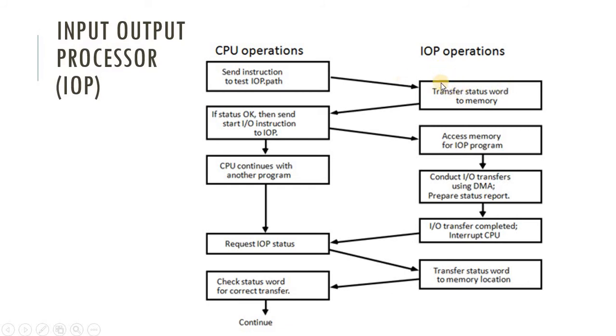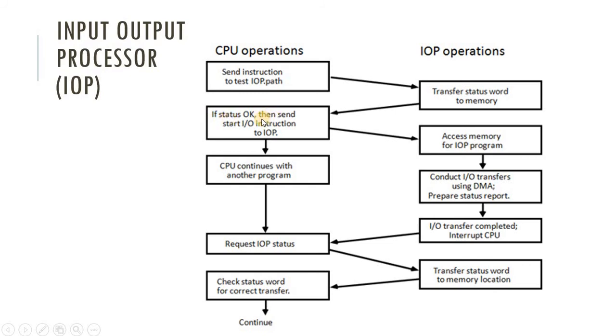Now the IO processor transfers the status word to the memory. Suppose the IO processor is busy, then it sends a busy word into the memory and to the CPU. Suppose it is in the overloaded state, then it sends the status as overloaded, and if the IO processor is free, it sends a free status to the CPU. Suppose the IO processor is free, okay, so now the CPU performs the operation.